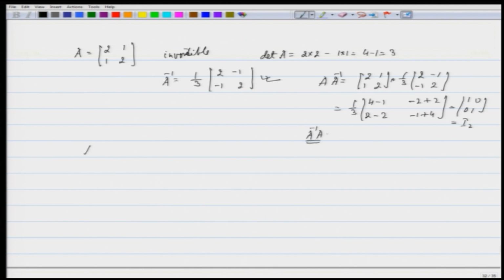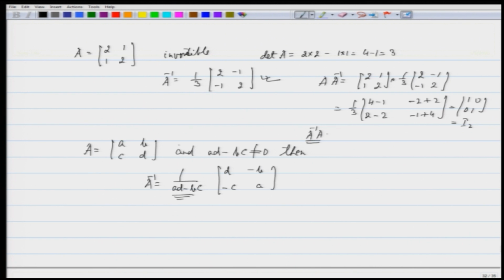In general, if I have A which is a b c d, and ad minus bc is not equal to 0, then A inverse is equal to 1 upon ad minus bc, that is the determinant, times something. So I hope I am correct. I will have to check it just to see whether I am correct or not. So ad minus bc is fine, minus ab plus ba is fine, cd minus dc and minus ca plus ac. Yeah. So this is the inverse of this.